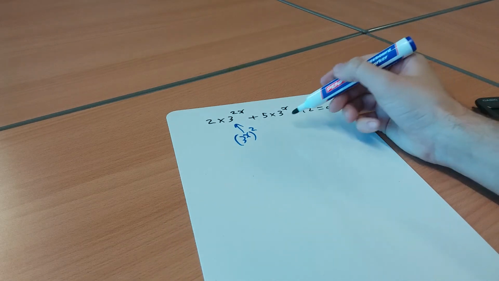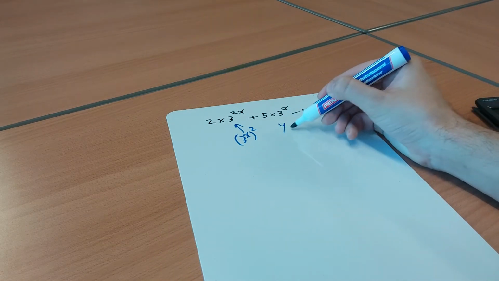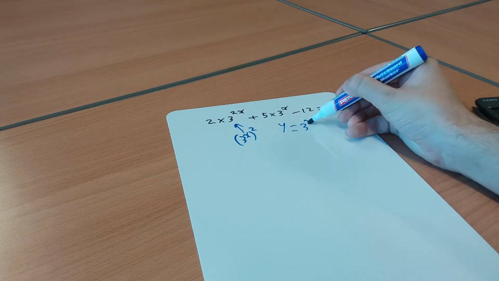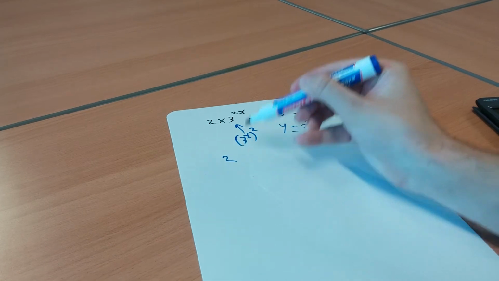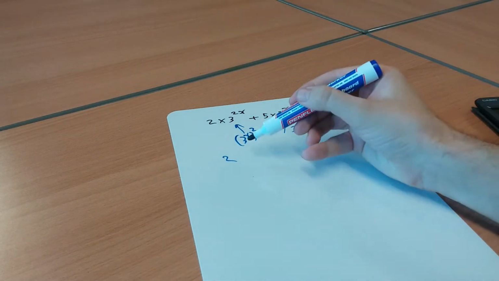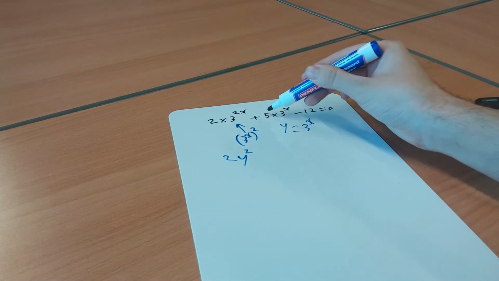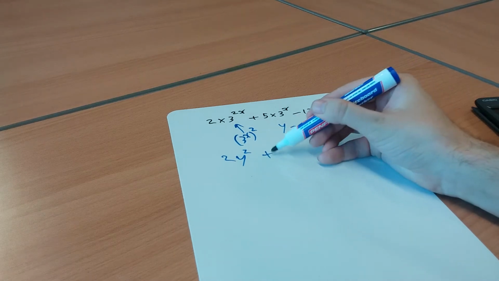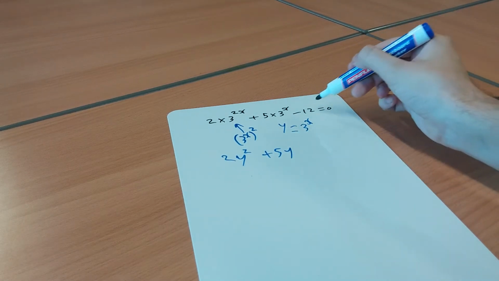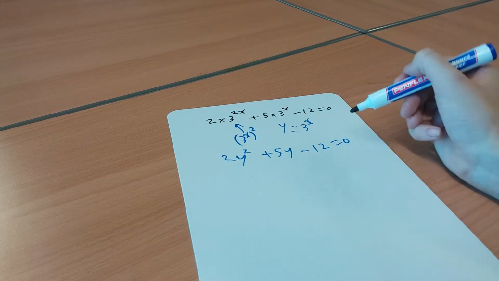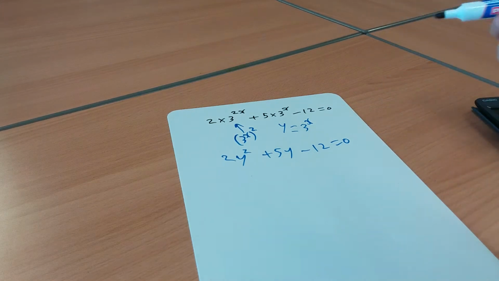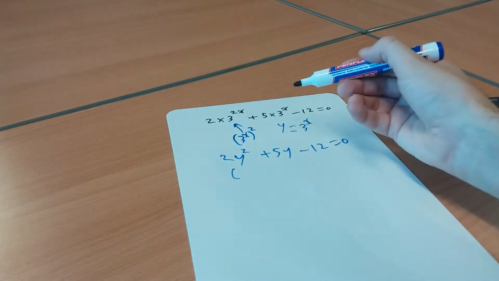If we did a little substitution of, say, y equals 3 to the x, then really all this equation is saying is 2 lots of y squared. This is 5 lots of y. And then this last bit is a negative 12. This thing here is a quadratic equation, so we could factorize it or we could use the formula. Let's go and factorize it.